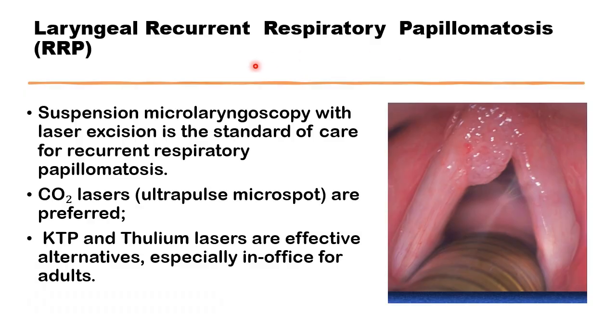Starting with laryngeal recurrent respiratory papillomatosis, the use of carbon dioxide laser is the standard of care for recurrent respiratory papillomatosis in the ultra pulse microspot mode. But KTP and thulium lasers are effective alternatives, particularly as an in-office type of treatment for adults.